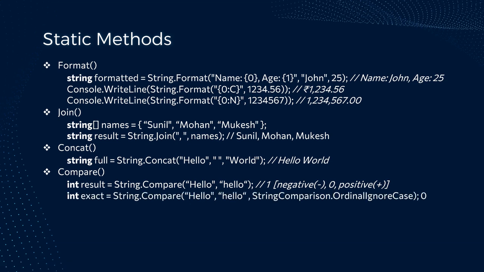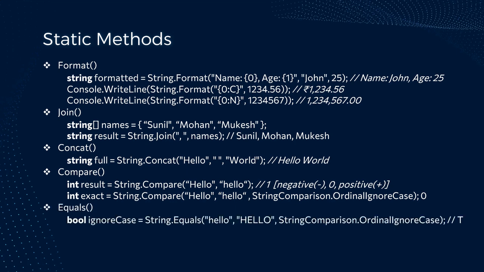But there is another version, like OrdinalIgnoreCase. If you use this enum, in this case it gives you the value 0. Why is it so? Because it compares these two strings without considering the case, so both strings are equal. In the same way we have Equals, and this Equals method gives a boolean result. Let's say I write string.Equals with hello and this hello, and if I write StringComparison.OrdinalIgnoreCase, then it will give you the true result.